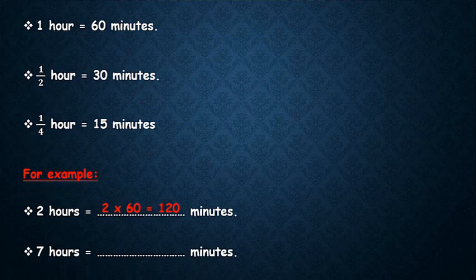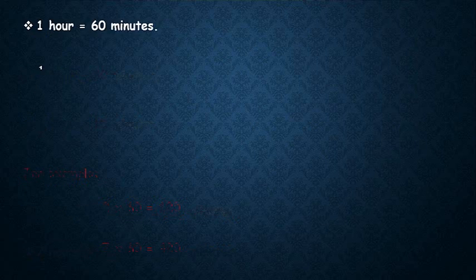Example number 2. 7 hours equals dots minutes. How many minutes are there in 7 hours? So we are going to make 7 times 60 equals 420 minutes. So there are 420 minutes in 7 hours.